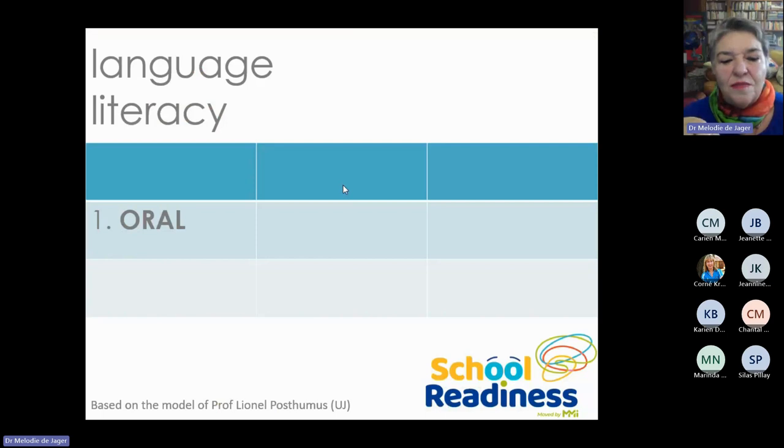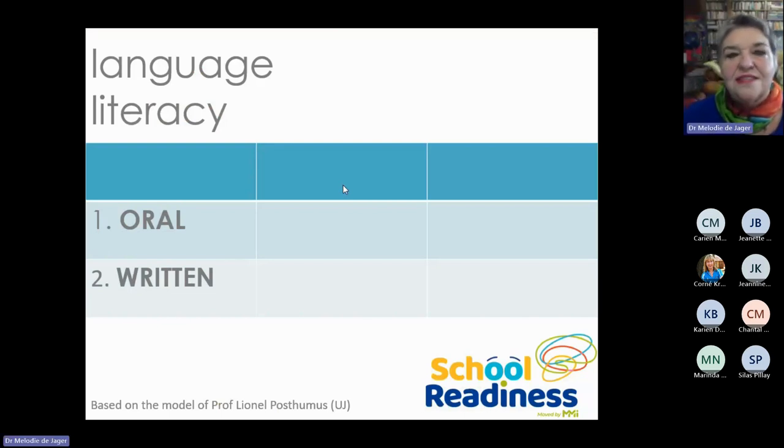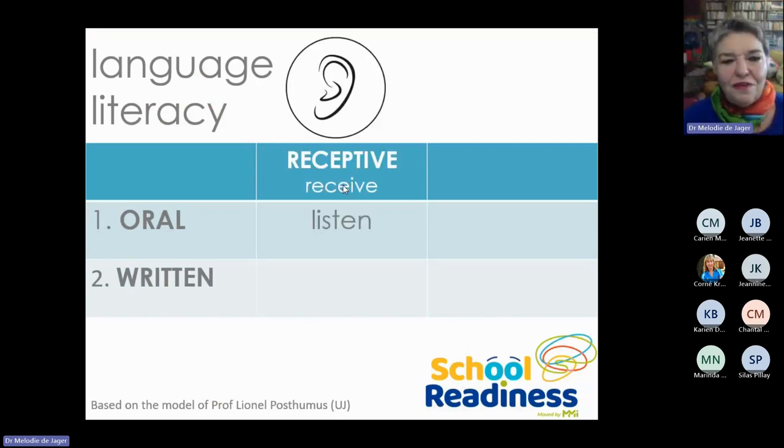And I'm basing this on the model of Professor Lionel Posthumus from UJ, where he says, when we look at language literacy, oral language always precedes written language. It is so obvious that we actually don't talk about it very often. But if a child can't listen, understand, and speak a language, how will they ever write it? So not only is oral language important, what are the two parts of it?